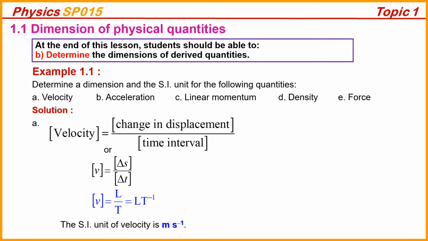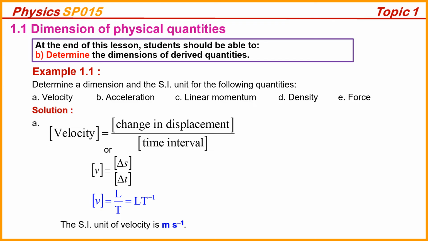And then we write down the dimension equation where we put the symbol for each physical quantity inside the square bracket. And this bracket, for example, represents the change in displacement, where the dimension for the displacement is L and the dimension for time is T. Because of that, we get the dimension for the velocity is LT^-1.